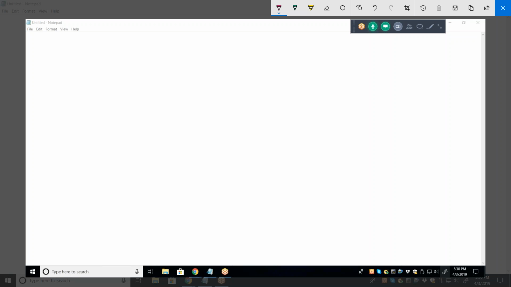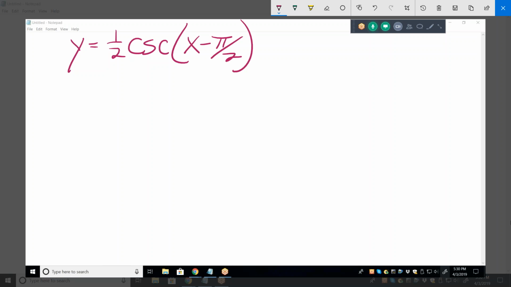What else you got? Okay, so the next one is y equals 1/2 cosecant, and then in parentheses x minus pi over 2. Well, your teacher doesn't like giving you the easy ones, does he? No. All right.